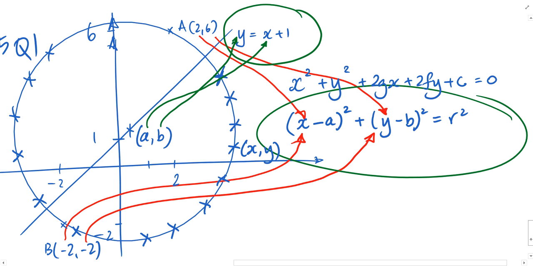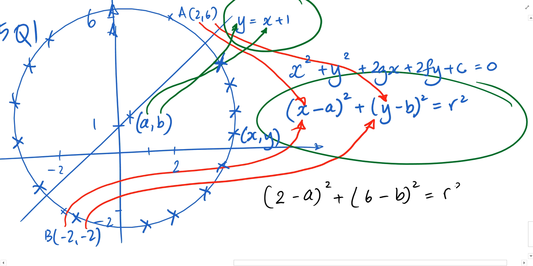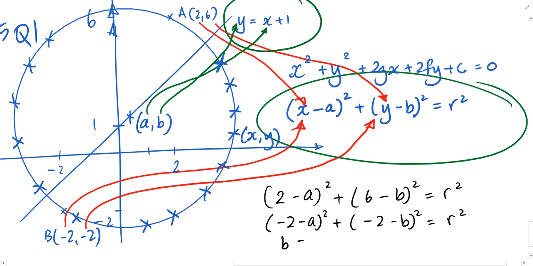Let me show you, step by step. First equation, we wanted to substitute 2 minus a, 6 minus b: (2 − a)² + (6 − b)² = r². That's my first equation. Second equation: (−2 − a)² + (−2 − b)² = r². The third equation is from the line y, so that's b = a + 1. So you see 3 equations with 3 unknowns, a, b, and r. Confirm can solve.